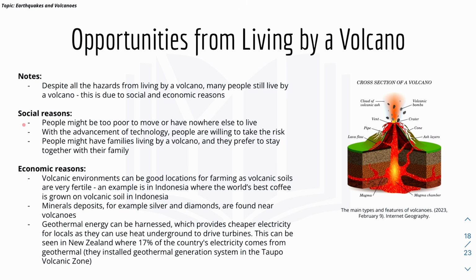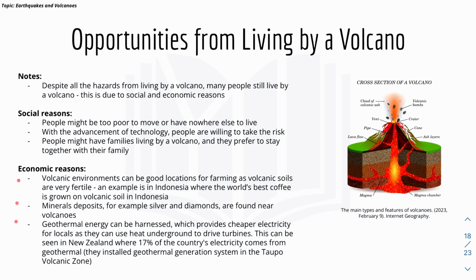Number 2, with the advancement of technology, people are willing to take the risk to move to a nearby volcano. And number 3, people might have families living by a volcano, or like they've always just grown up by a volcano, and they prefer to stay together with their family by the volcano instead of moving somewhere else for different opportunities.